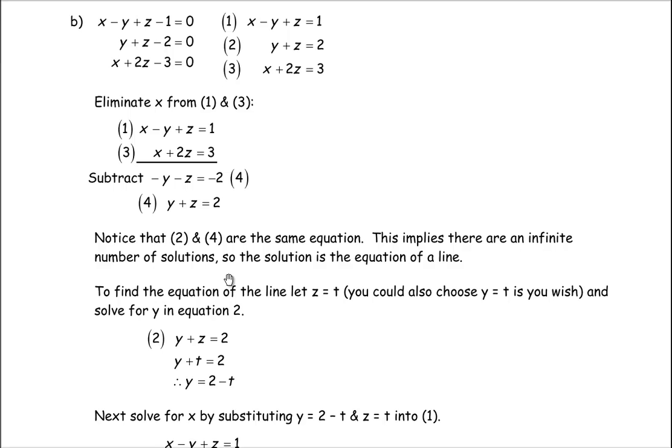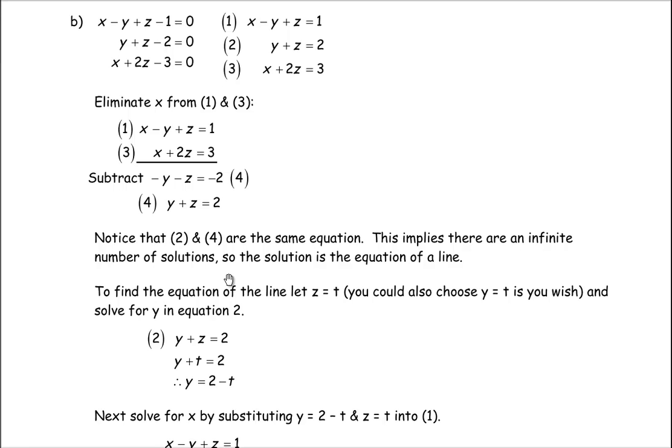Notice this equation doesn't have an x. So if I take the first and third and eliminate x, then I will all of a sudden right away have two equations that just have y and z, because I already have one that doesn't have an x in it. That's number 2 here. So here's the first equation, and here's the third one.